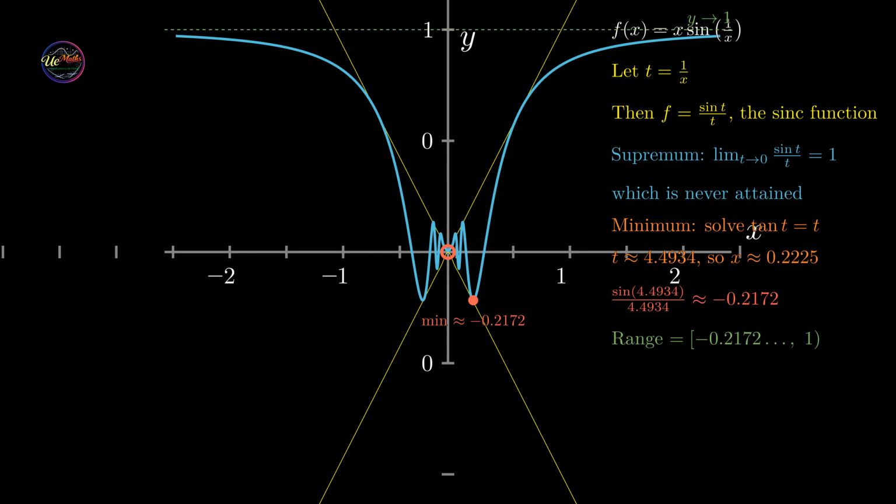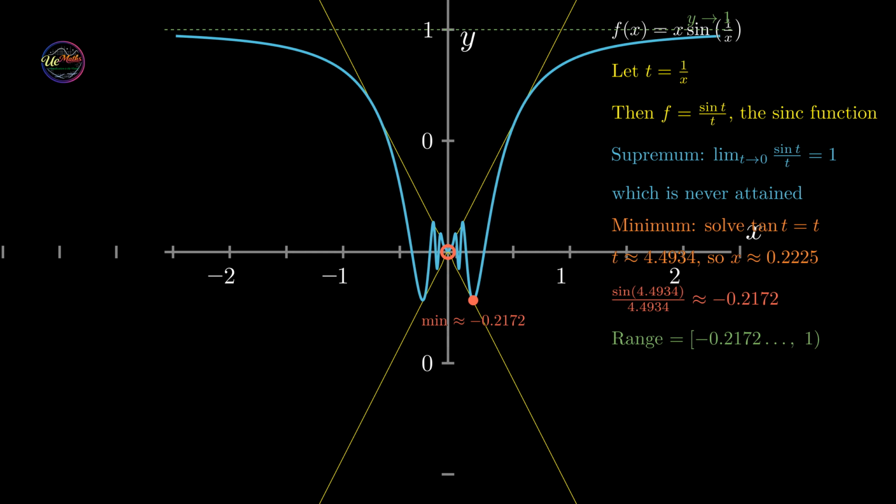Step 3. Computing the minimum value. Substituting t approximately 4.4934 into sine t divided by t gives approximately minus 0.2172. This corresponds to x approximately equal to 0.2225, which is the minimum value of the function.